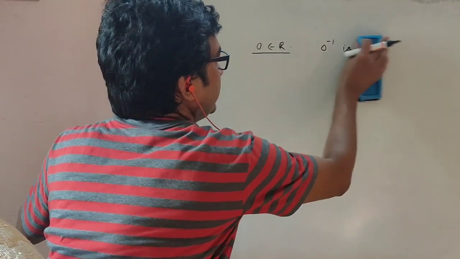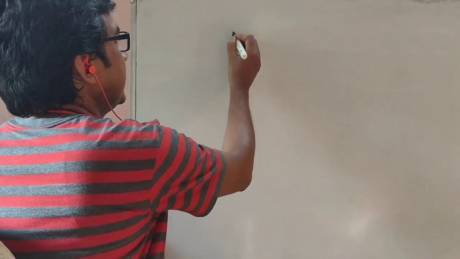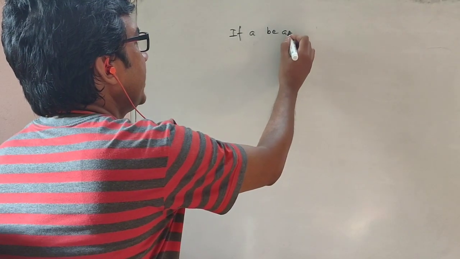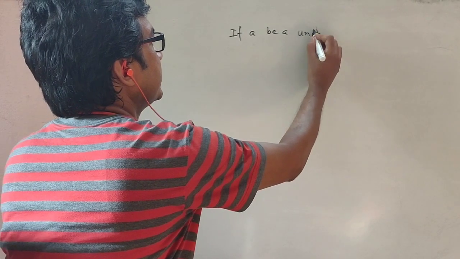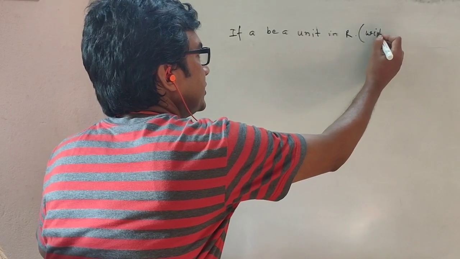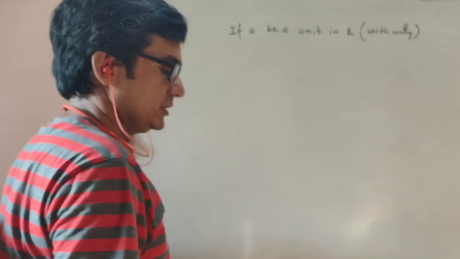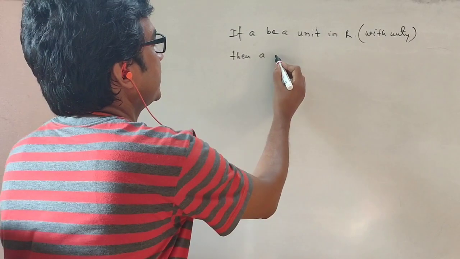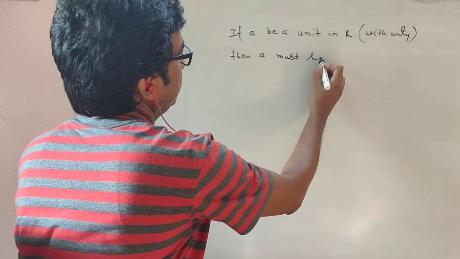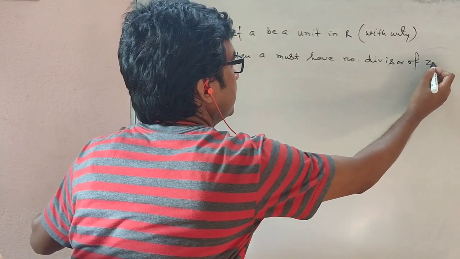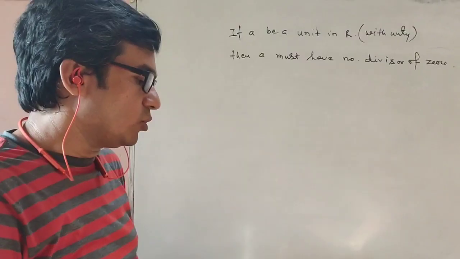Now we move to another theorem, which is: if A is a unit in R with unity, then A must have no divisor of 0.